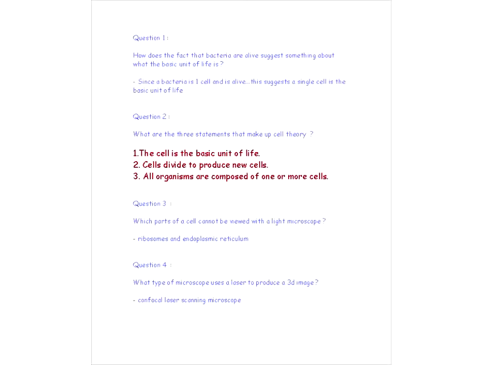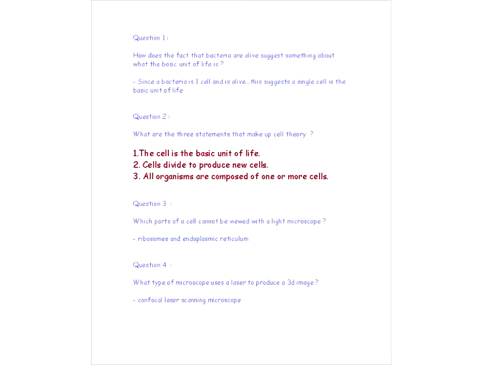Okay, so let's look at what the answers are for these review questions that we've just gone over. Question 1 says, how does the fact that bacteria are alive suggest something about what the basic unit of life is? Well, the answer is, since a bacteria is one cell and is alive, this suggests that a single cell is the basic unit of life.